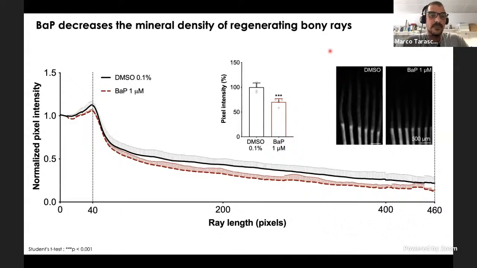In the case of BAP, we didn't see any effect on the regeneration process of the tissue, and also on the mineralization, so we went through micro-CT to look deeply into each ray. And here I'm showing you the intensity of the ray from the amputation plane until a certain number of pixels. As you can see, fish regenerating under BAP exposure were indeed presenting a reduced intensity of the rays. And after quantification, we could confirm that in the case of the caudal fin, BAP is also affecting the mineral density of the rays.